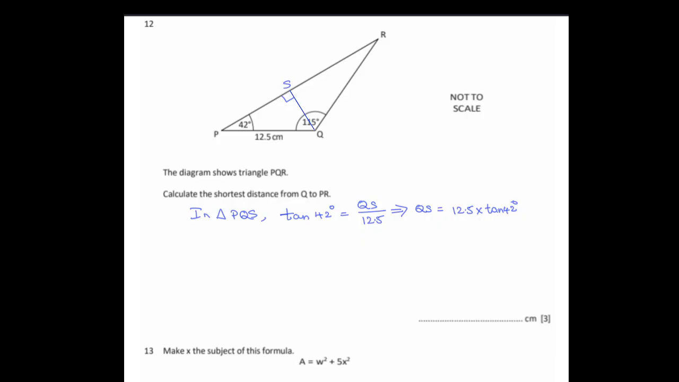Sorry students, I have taken the wrong thing here. Actually we have to take sine, because 12.5 is the hypotenuse, it's not the adjacent side, because the side opposite the right angle is the hypotenuse. So we will take sine 42. In triangle PQS, sine 42 is equal to SQ by 12.5. So this will give you the answer for SQ, which is 12.5 into sine 42.